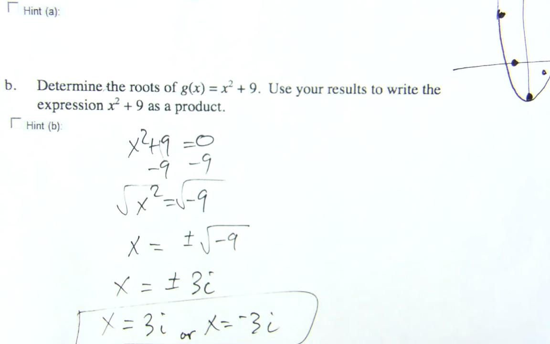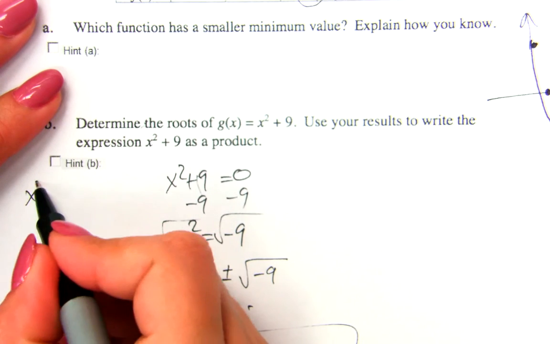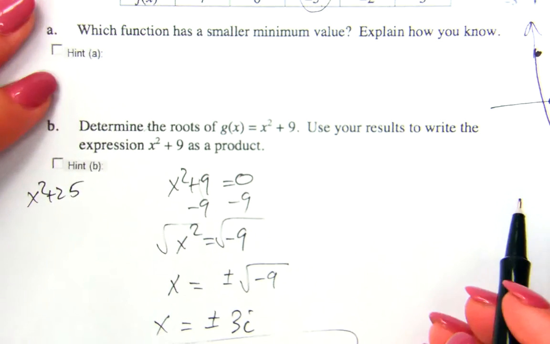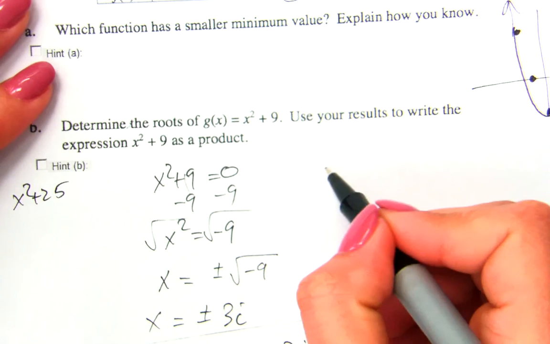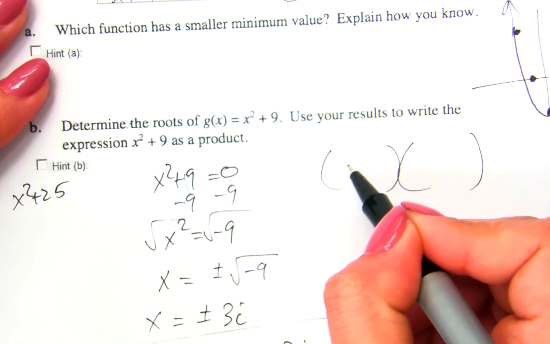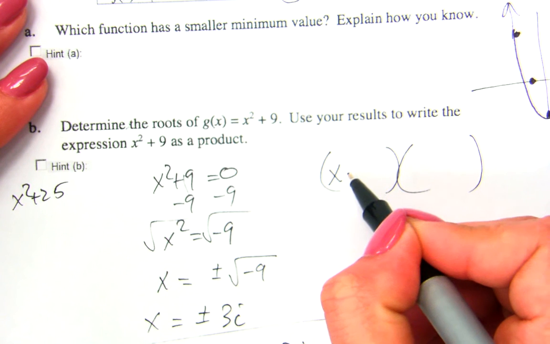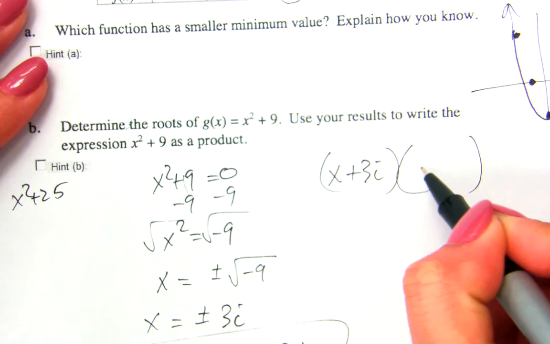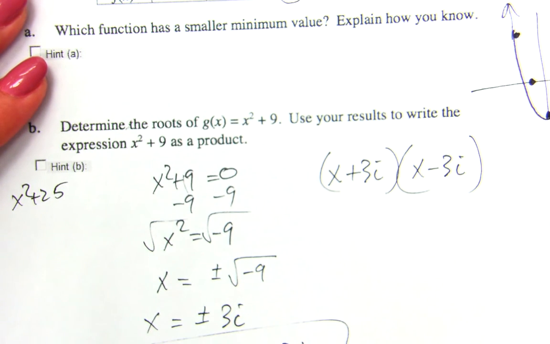All right, now write the expression x squared plus 9 as a product. Oh boy, really? Oh, we just did that one in the previous video. That was like x squared plus 25. Okay, this should be easy to do then. So we have x plus 3i and x minus 3i. Done. Ooh, this was good.